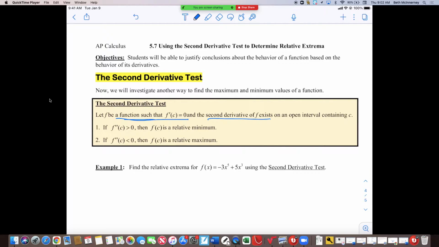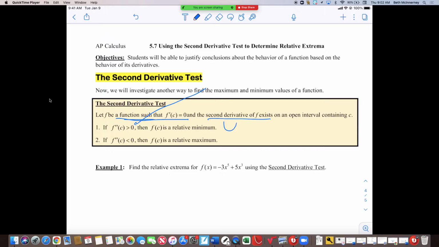If the second derivative is positive, and again, I'm trying to go real slowly here so we can process. If the second derivative is positive, what do I know about the graph of f? We learned this, not yesterday, but the day before. It's concave up, right? So think about this. If the second derivative is positive, it's concave up. So doesn't that make sense that there's a relative minimum there?